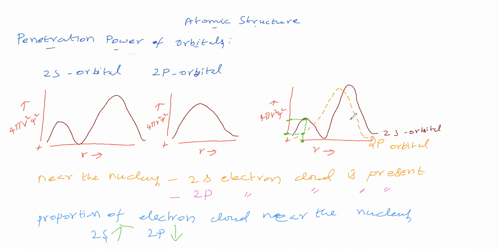Now, the 2s electron cloud is penetrating towards the nucleus. Penetration means moving towards. The 2s electron cloud is moving towards the nucleus. Similarly, the 2p electron cloud is penetrating towards the nucleus due to attraction. So the 2p electron cloud is moving towards the nucleus. Near the nucleus, the 2s electron cloud has the higher proportion, whereas the 2p electron cloud has a lesser proportion. So 2s has a higher tendency to penetrate towards the nucleus when compared to 2p. So 2s has higher penetration power, whereas 2p has lesser penetration power.